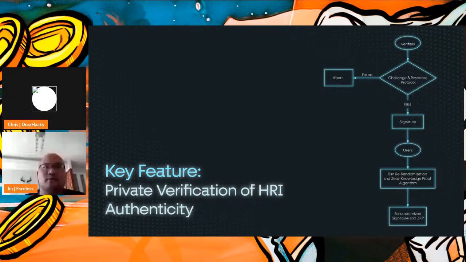So the third property, which is very important, is called private verification of HI authenticity. Right? So here we divide the question into two questions. The first one is about how do you verify HI authenticity, and the second question is how do you present the proof which is private.